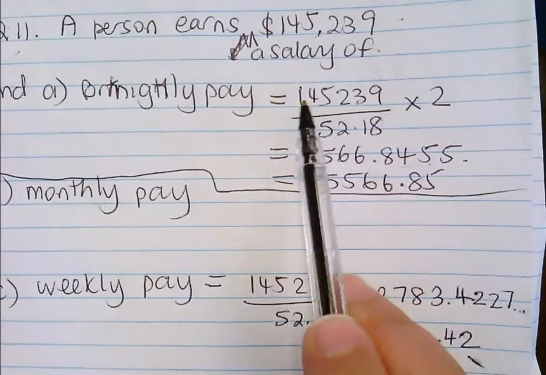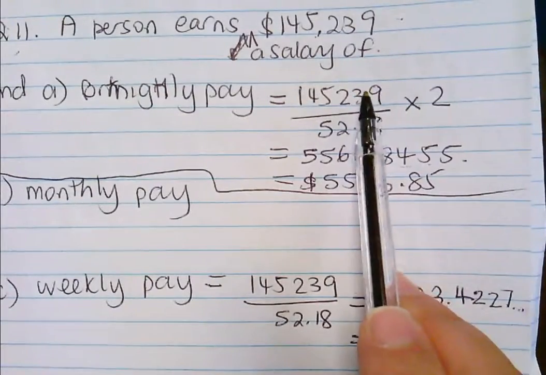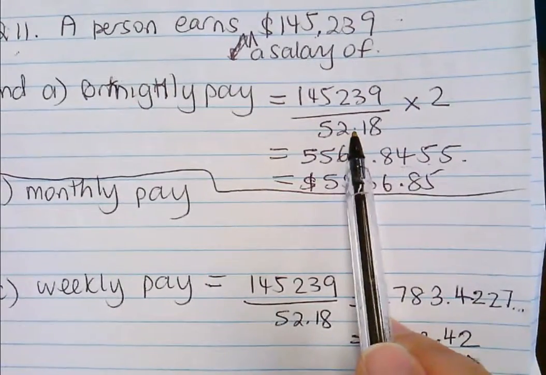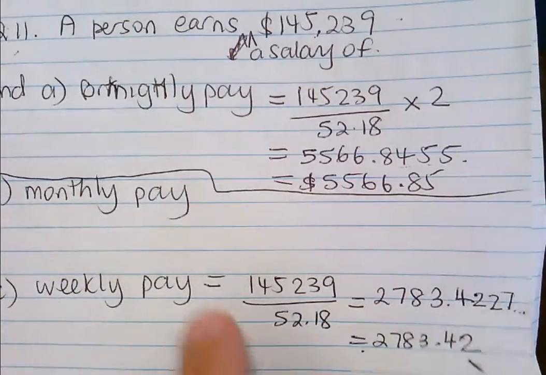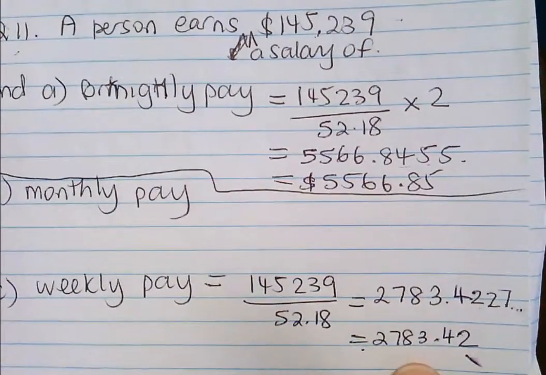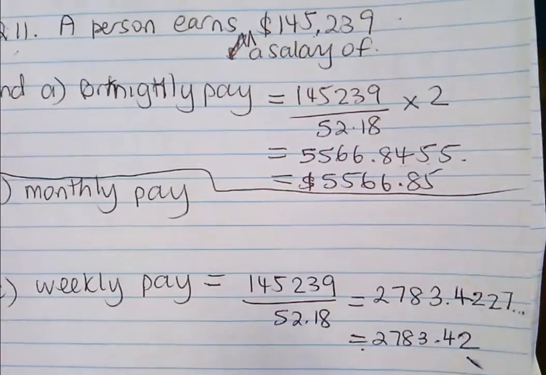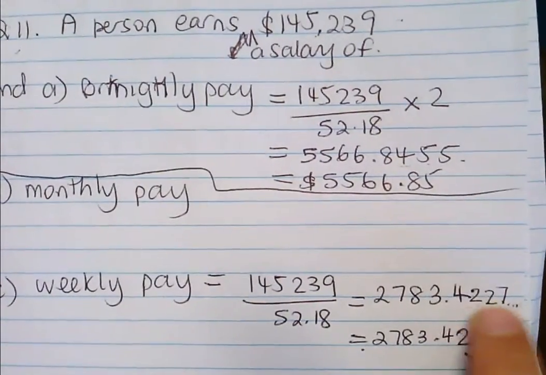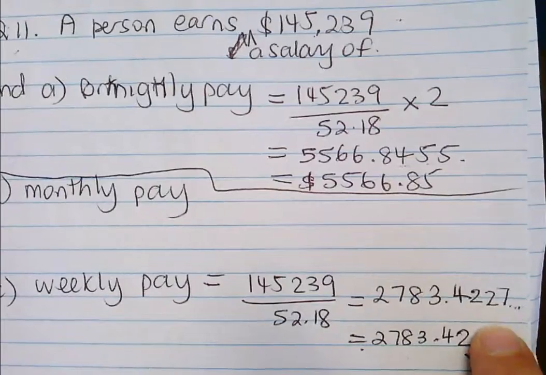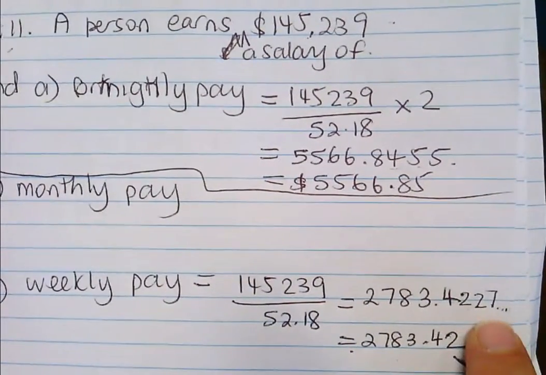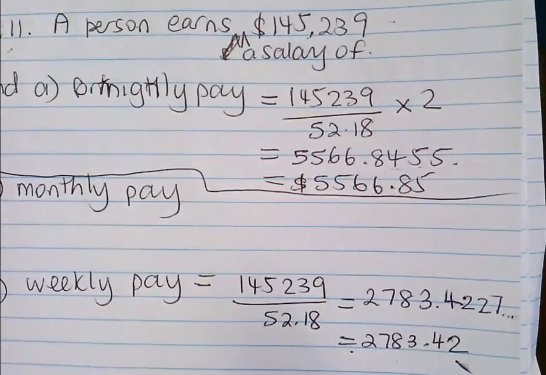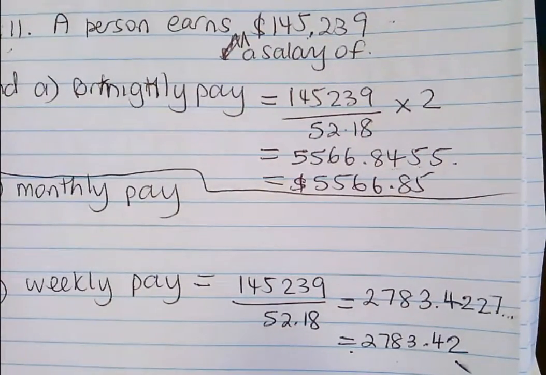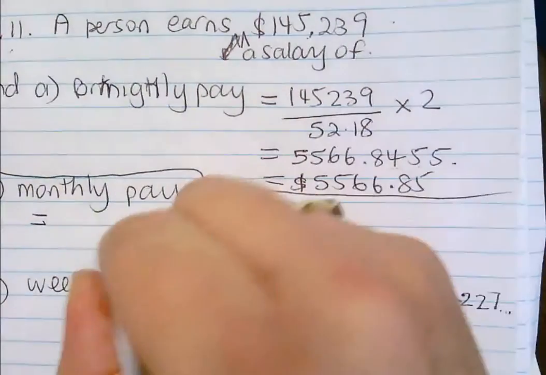So that's why I started again, and I went 145,239 divided by 52.18 times 2. I get that. It rounds up to 85. Notice the fortnightly pay is 1 cent different to the doubling of the weekly pay because there's extra digits here. If you look at 27 and 27, it goes to 52, which is why you've got this 5 business at the end. All right?